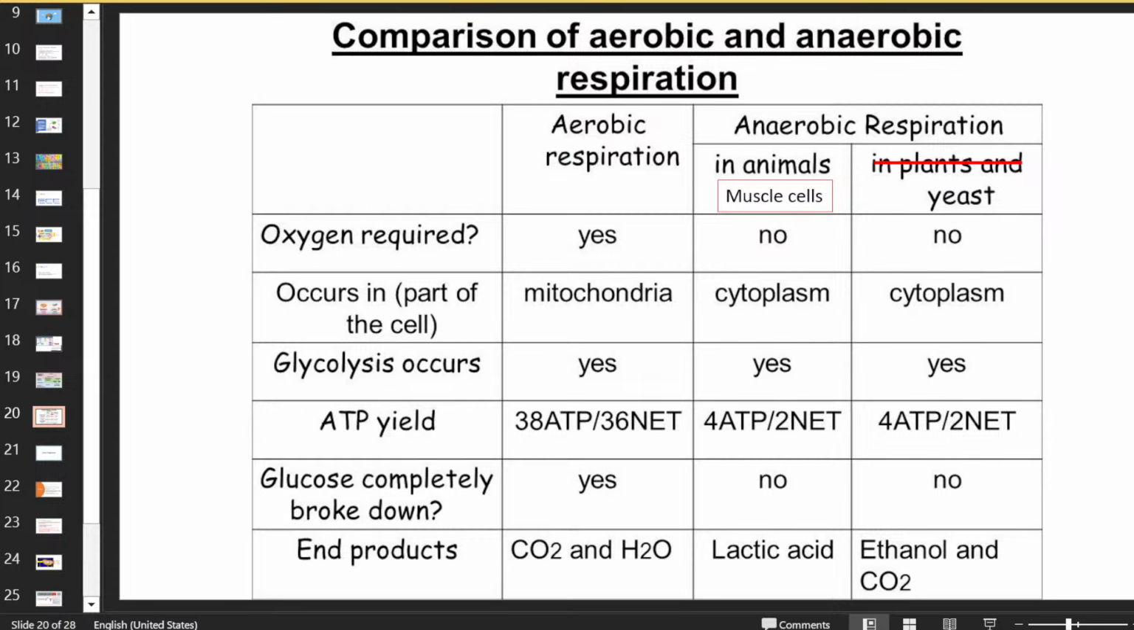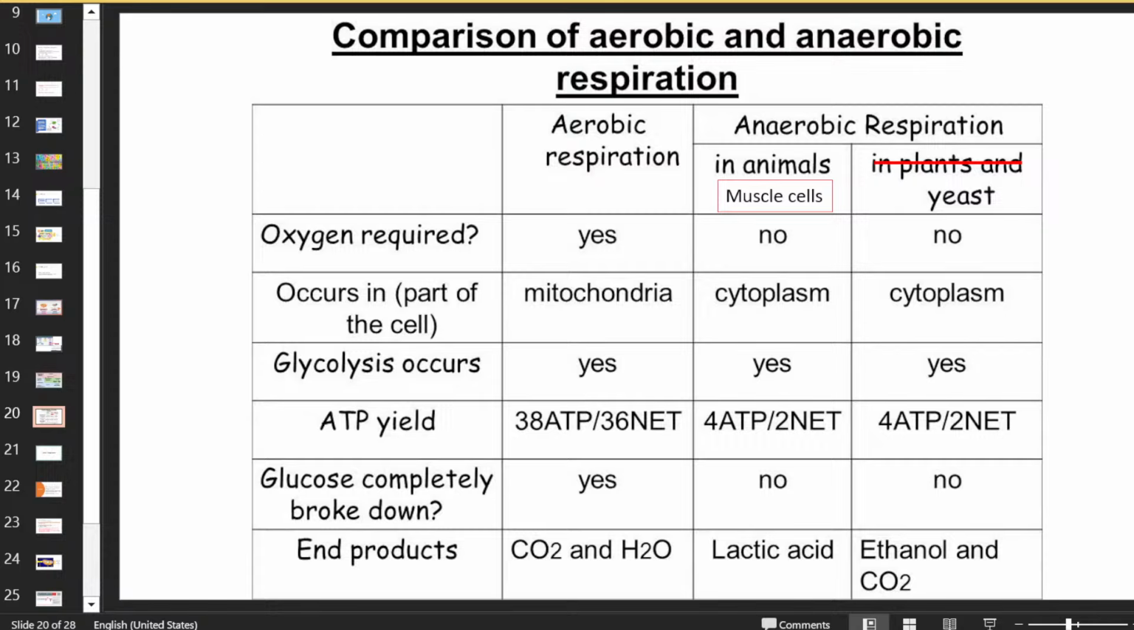As we said, the aerobic one needs oxygen, it occurs in the mitochondria, and the glycolysis will occur. The ATP yield, or the net total that we're gonna be getting, is 36 to 38. The glucose will be completely broken down, and the end products are water and CO2. As we said, after the Krebs cycle, there's gonna be a lot of CO2 released, so this is what is supposed to be expected. In anaerobic, we have animals as muscle cells, or even us humans, and it will not require oxygen. It occurs in the cytoplasm, which is the liquid of the cell.